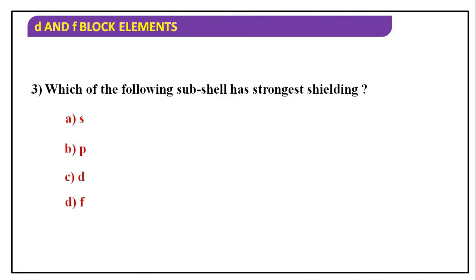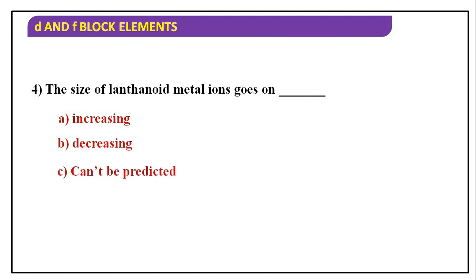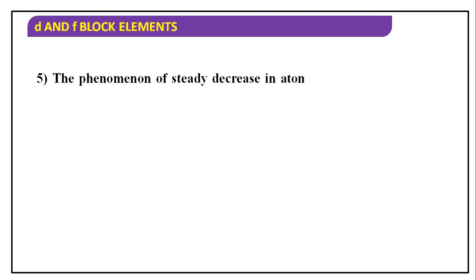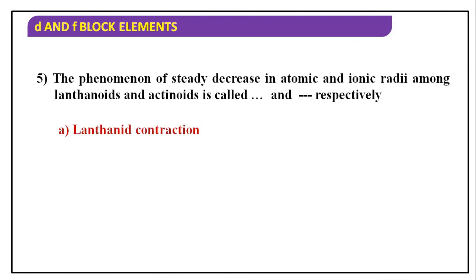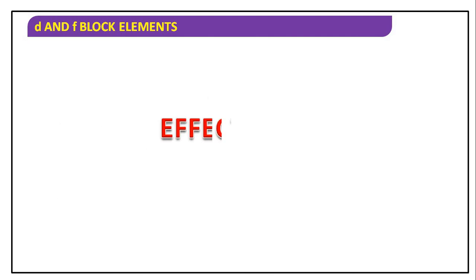Which of the following subshell has strongest shielding? S, P, D, F. The answer is s subshell because it is spherical in shape. The size of lanthanide metal ions goes on increasing, decreasing, cannot be predicted, none of these. We have seen size of lanthanide metal ion goes on decreasing from lanthanum to lutetium. The phenomenon of steady decrease in atomic and ionic radii among lanthanides and actinides is called lanthanide and actinide contraction. So the answer is both A and B.